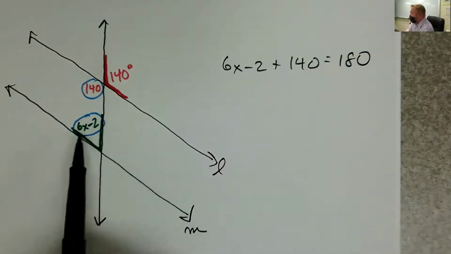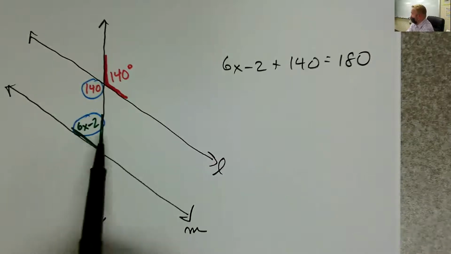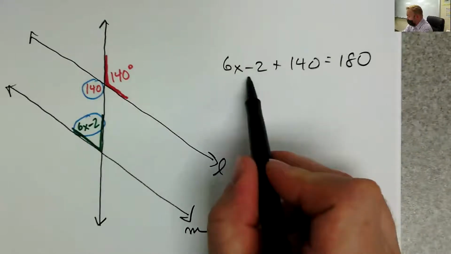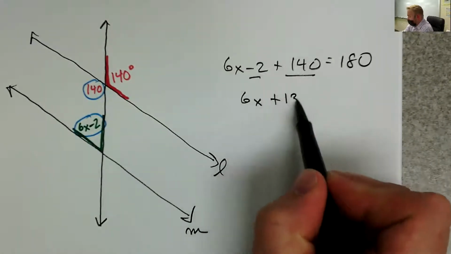Now, some of you might have been thinking, why not just set 6x minus 2 equal to 40? Like, I know 40 and 140 make 180. And I'm like, that's fine. I'm cool with that. Okay, if you just want to see 6x minus 2 equals 40. Otherwise, I'll do negative 2 plus 140, which is 138.